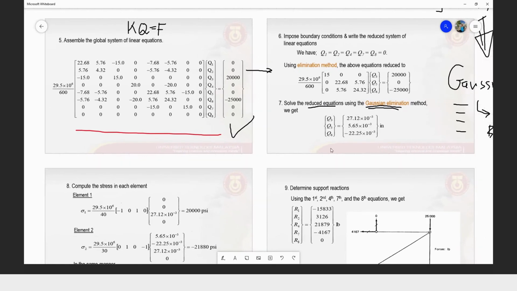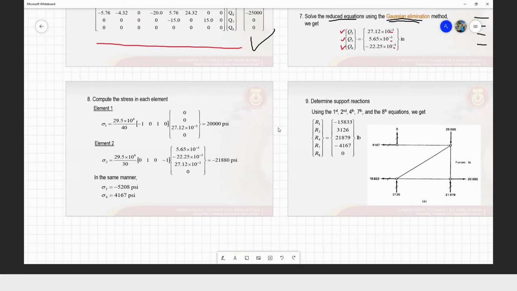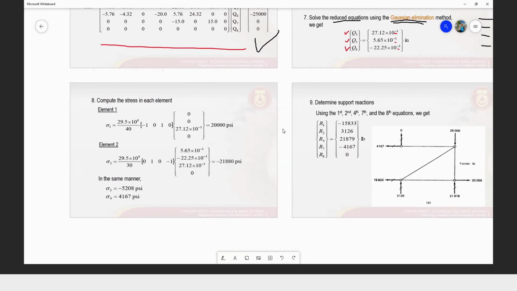And then, okay, once we solve this using Gaussian elimination in order to obtain the displacement. So bila kita dah solve system of linear equation Q equal to F, then kita akan dapatlah displacement pada 3, 5 dengan 6, which is kalau tengokkan ni very small je for the given load, given structure size and the material we use. And then from there, this information will be used in obtaining the stress within the element.